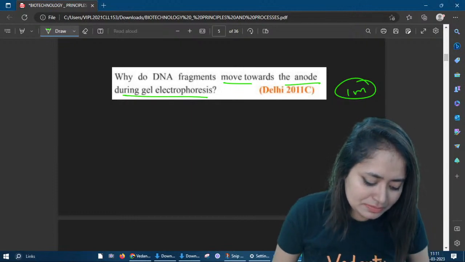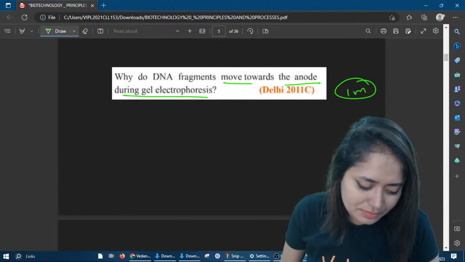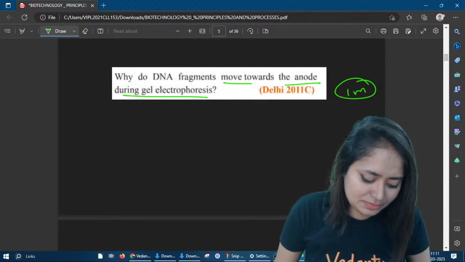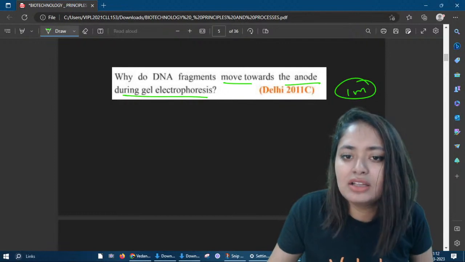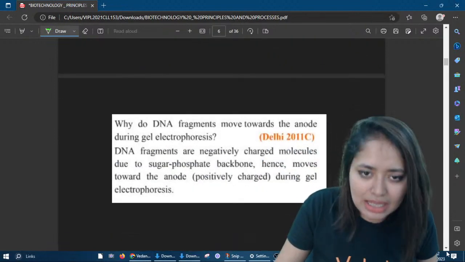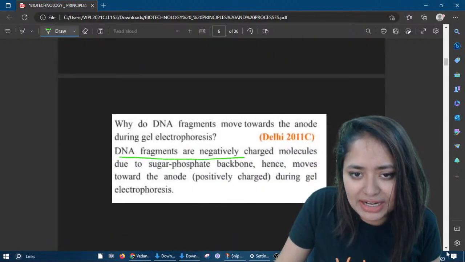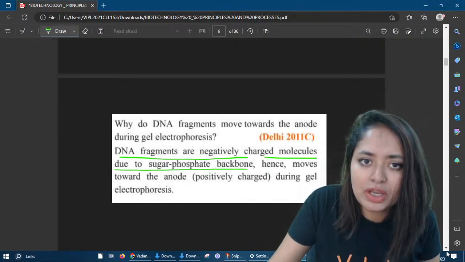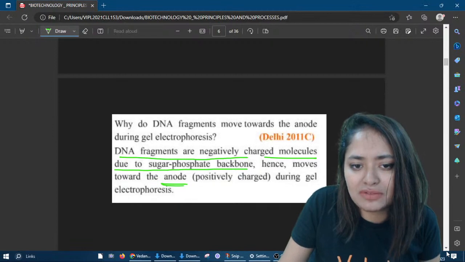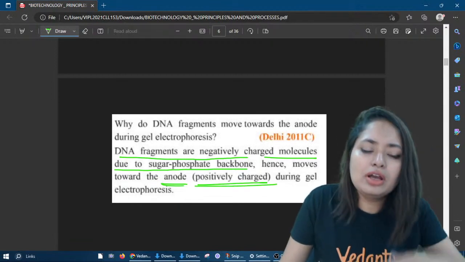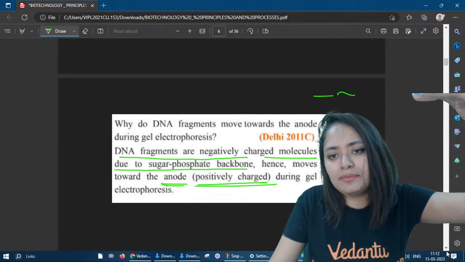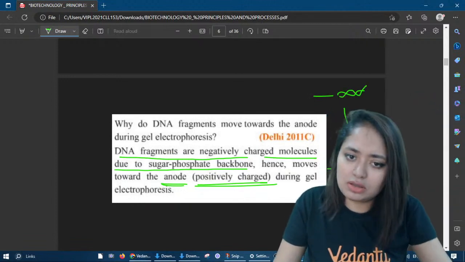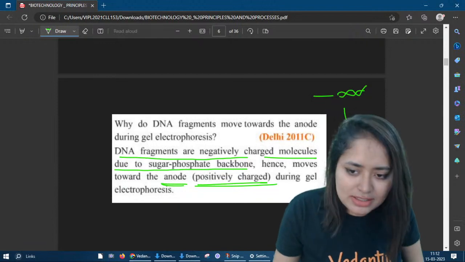Nice. Yes. The answer is very correct. The answer for this question will be charge. DNA fragments are negatively charged molecules, because of their sugar phosphate backbone. So, the anode is a positively charged electrode. Therefore, negatively charged DNA will always move towards the positive terminal. Perfect? Awesome. Next question, everybody.